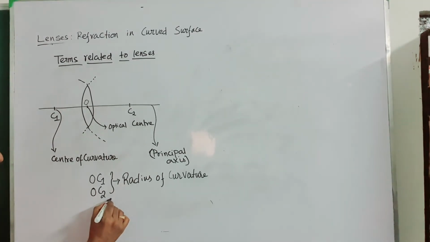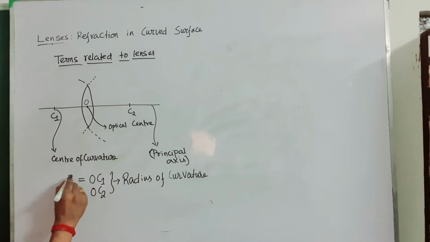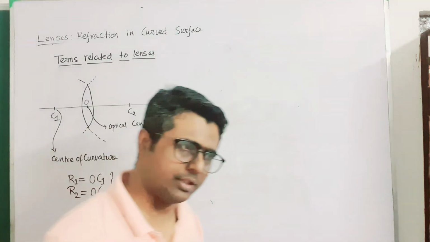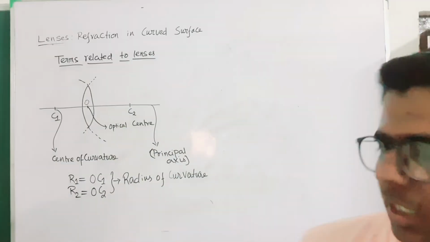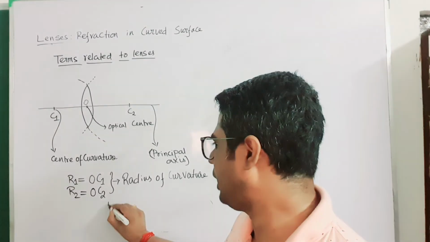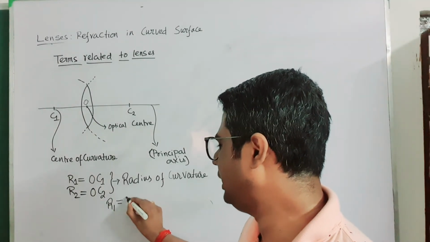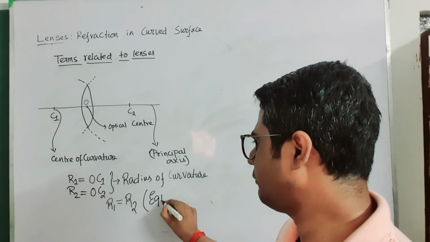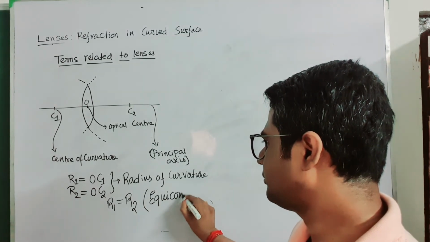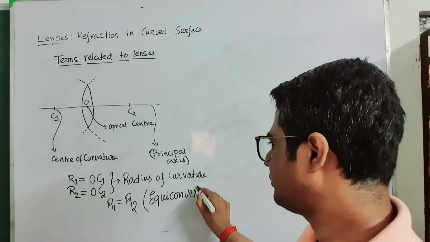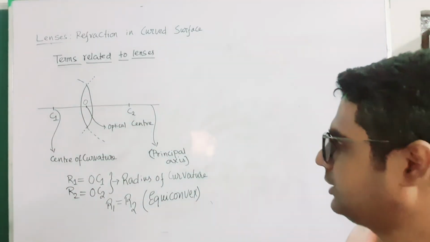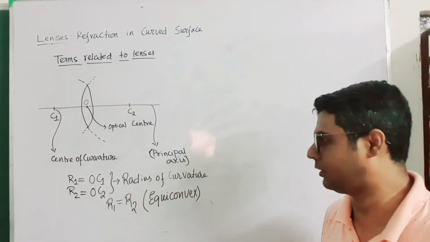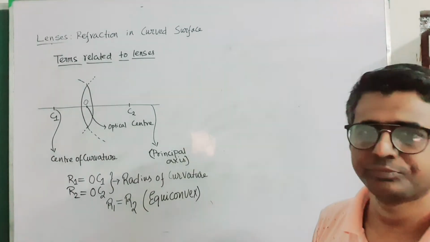If I take OC1 as R1 and OC2 as R2, R1 will be equal to R2 only when the lens is, very good, equiconvex. If the lens is not equiconvex, R1 will not be equal to R2. ठीक है?